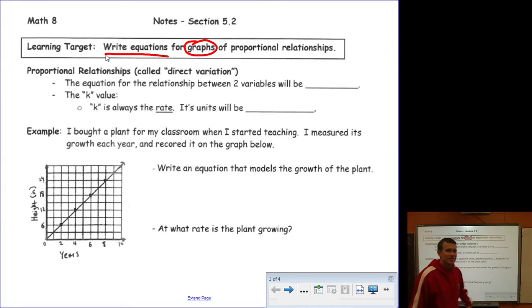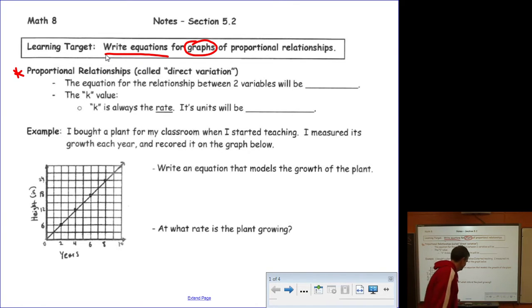Most of this homework is about showing you a graph of two quantities that represents a proportional relationship and figuring out an equation for the graph. So let me first talk about proportional relationships. It's what we went over last section. I want to remind you of a couple things.